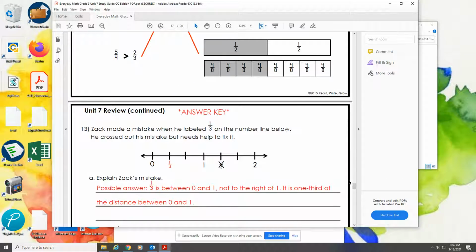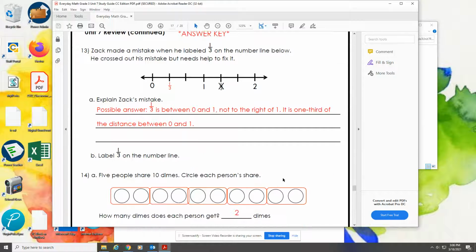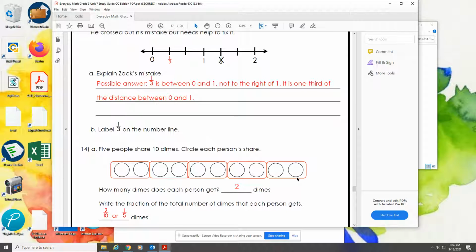Zach made a mistake when he labeled 1/3 on the number line. He crossed out his mistake, but he needs help to fix it. You would put 1/3 right there, because 1/3 is between 0 and 1, not to the right of 1. It's 1/3 of the distance between 0 and 1. 1/3. This is divided into 3 equal parts. Label third right there.